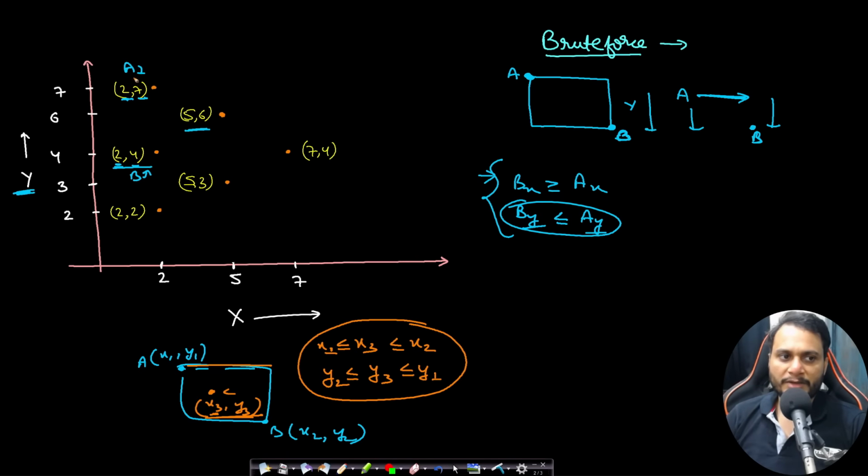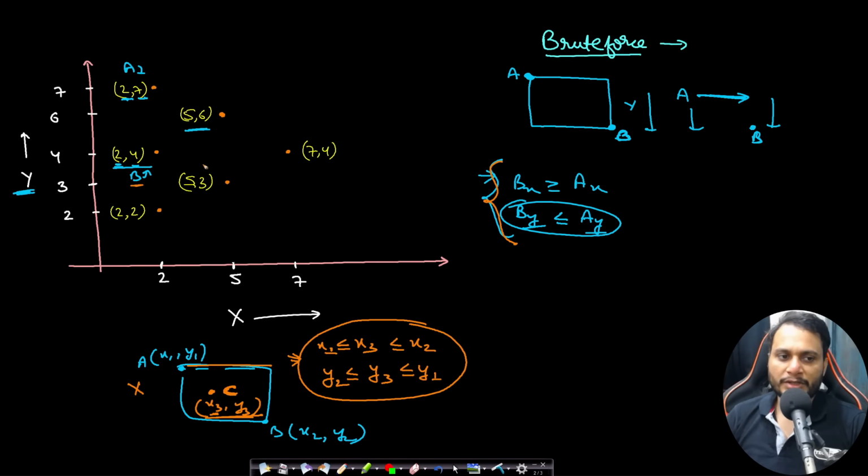Okay, so once we have fixed a and b, and I have found that b is a valid bottom right corner using this condition, then I will have to check against another set of points, which is C. So I will have to iterate for all the rest of the points except for a and b and try to see if any of these points lie inside this given rectangle. I can just use this condition to check if the third point is lying inside the rectangle or on the circumference. If it does, then this rectangle where a is the top left and b is the bottom right cannot be counted as a valid one.